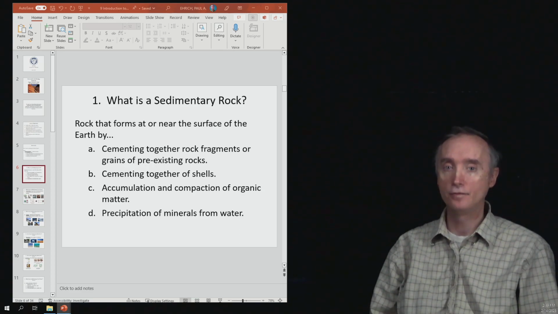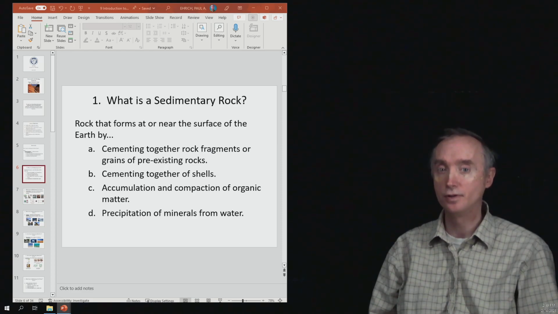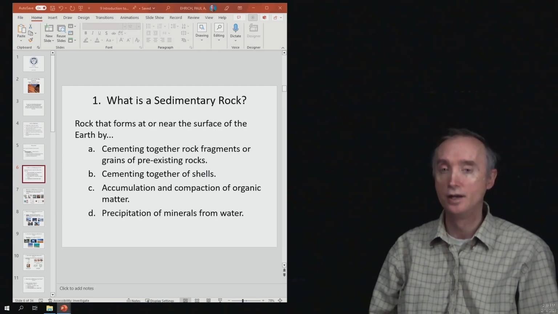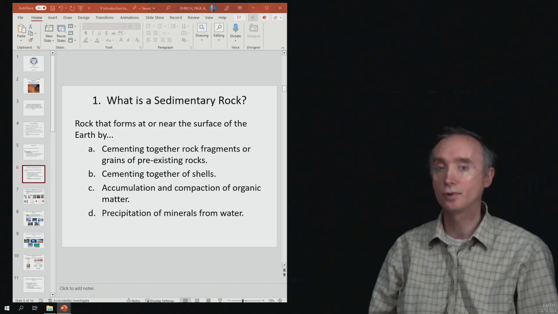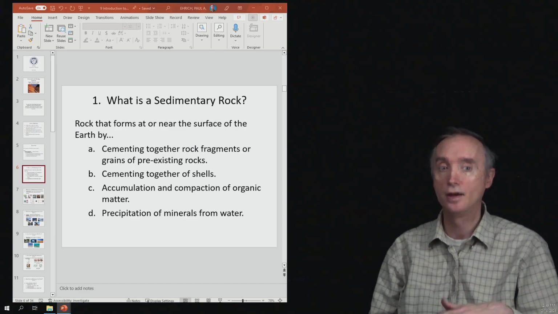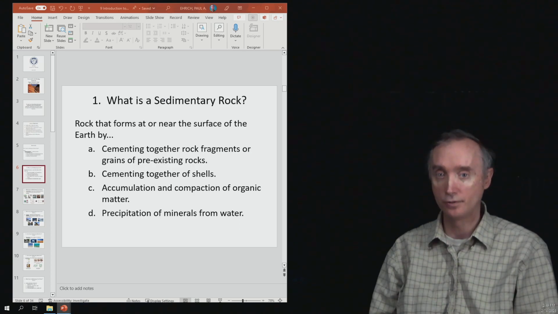You can also have direct precipitation of minerals from water. Another kind of limestone is going to occur when calcium carbonate directly precipitates out of the water, and then it accumulates on the ocean floor and gets compacted together to make limestone.